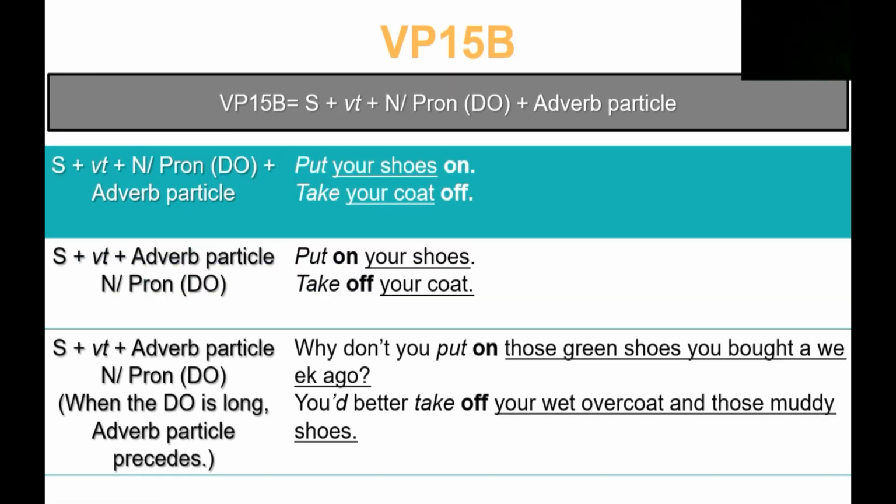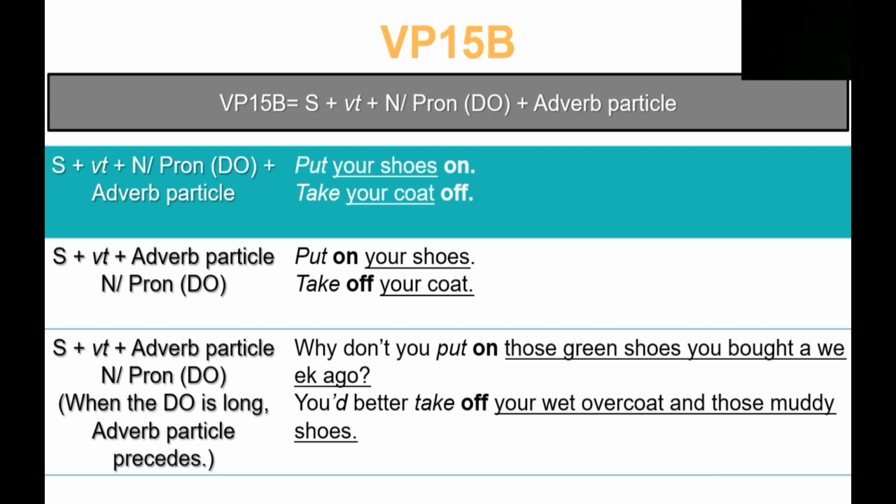Next one, VP15B. The formula is subject plus VT plus noun or pronoun as direct object plus adverb particle. What does it mean by adverb particle? Here it's like a part of adverb, but in the form of a preposition like on, off, something like that. For example, put your shoes on. Put here is the VT, your shoes is the DO, and then on here is the adverb particle. Okay. Take your coat off. Take is the VT, your coat is the DO, and off here is the adverb particle.